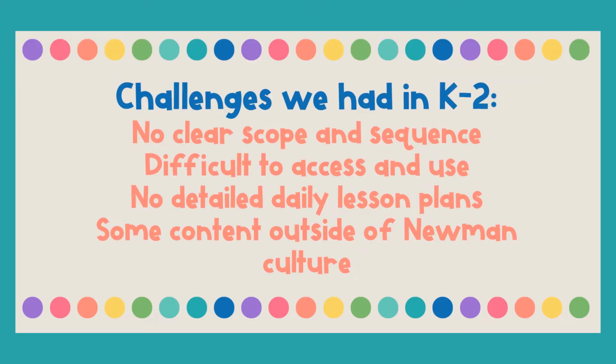The curriculum that we used last year definitely had its challenges, and these are challenges that we heard from you, the teachers, as you tried to navigate using this curriculum in your classrooms. In kindergarten through 2nd grade, here's what we encountered. There was no clear scope and sequence for our Reading A to Z curriculum, so it made it very difficult for you to know that you were teaching all of the TEKS that you needed to teach to the degree that you needed to teach them. The curriculum was difficult to access and use, and there were no detailed daily lesson plans, which made planning a little bit of a challenge. And we encountered some content within the A to Z platform that was outside of Newman culture.